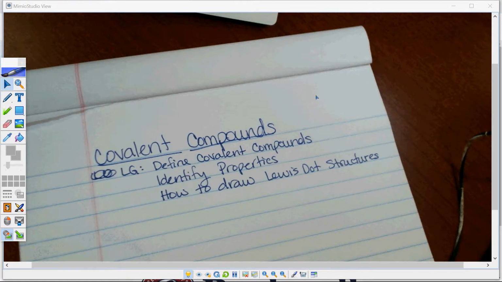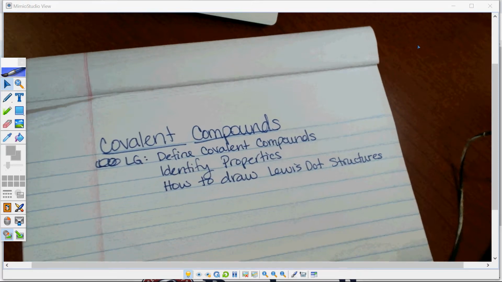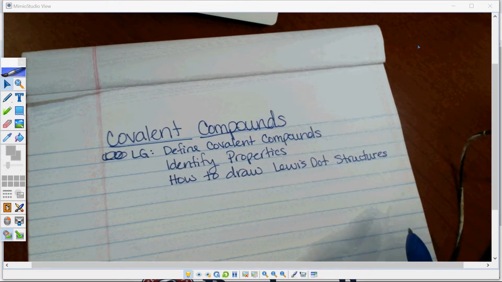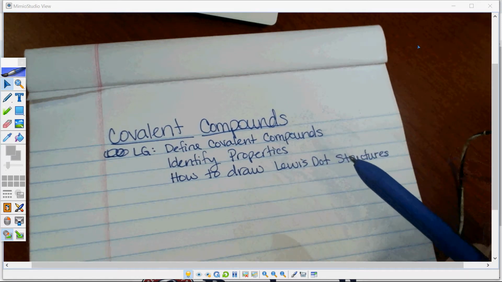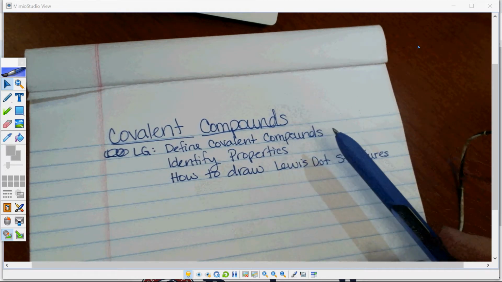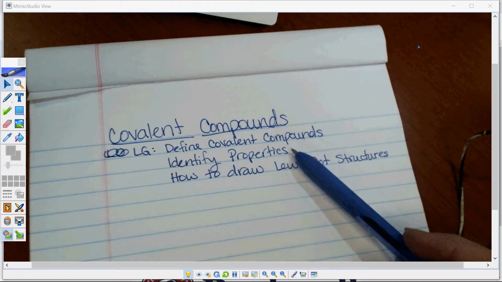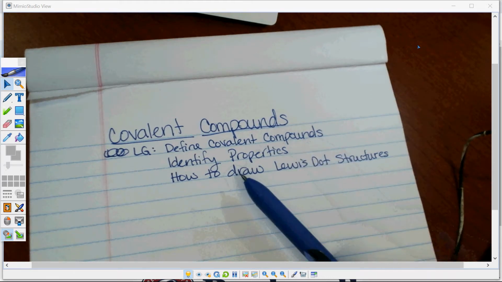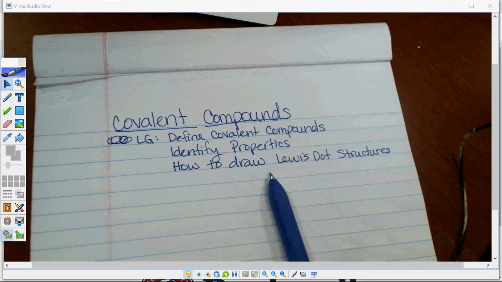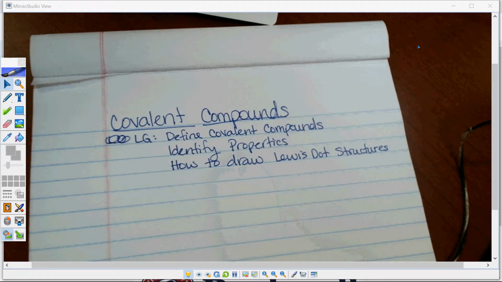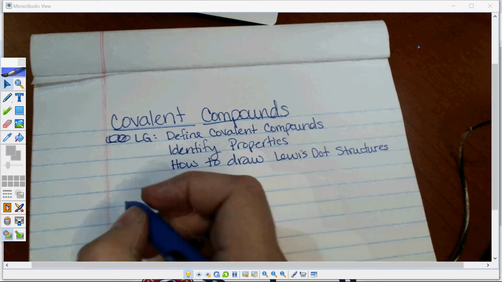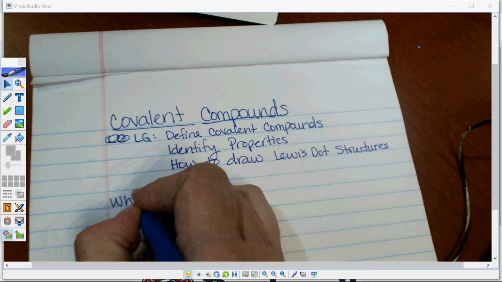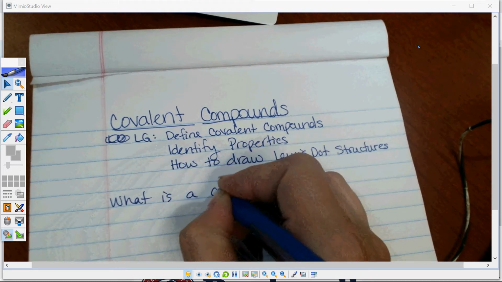So this is the first video for the introduction to our covalent compounds unit. And so what we're going to cover in this video is what is the definition of a covalent compound, what are just some basic properties, and then the most important thing that I need to go over is how do you draw a Lewis dot structure for what a covalent compound looks like when it starts to form. So what is a covalent compound?